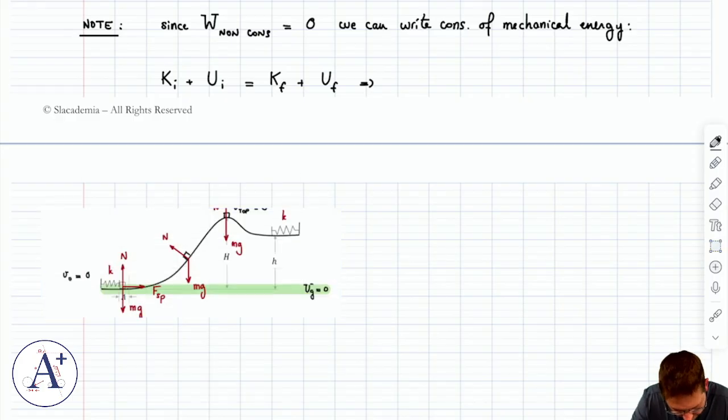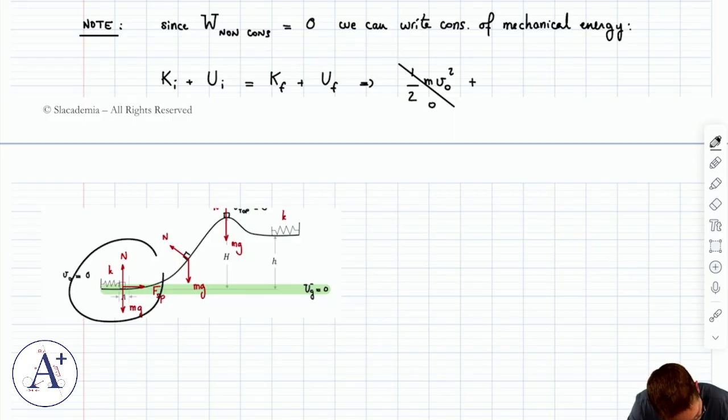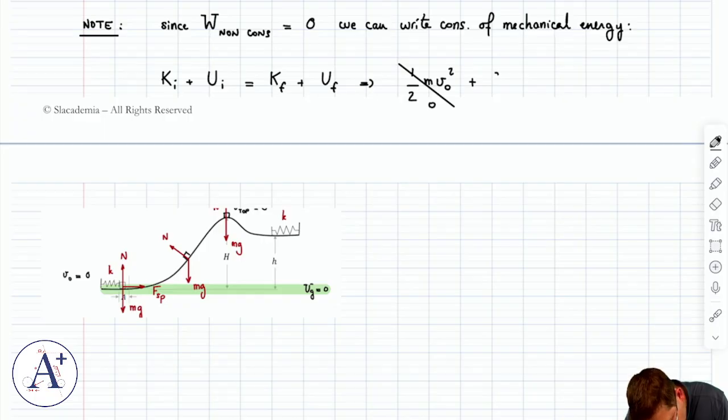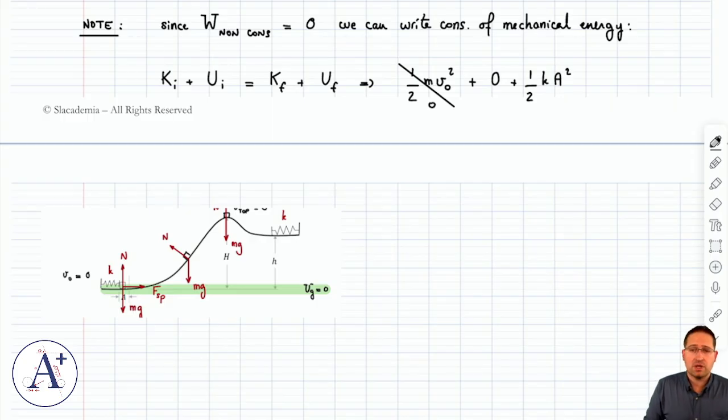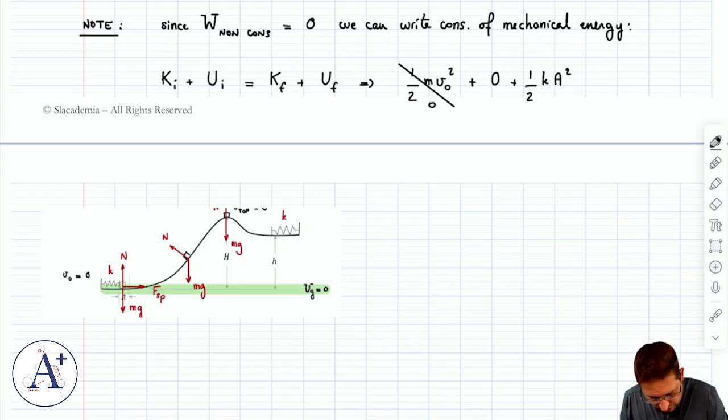Now, just real quick so that we can reference this down here as we set it up. What is my kinetic energy at the beginning? It's 1/2 m v0 squared, which, by the way, is 0. Plus, what is the potential energy here at the bottom? Well, it's 0 for gravitational potential energy, but that's not the only potential energy I have to account for, because my spring is compressed at the beginning, so I have elastic potential energy, 1/2 k A squared. That's the mechanical energy at the beginning.